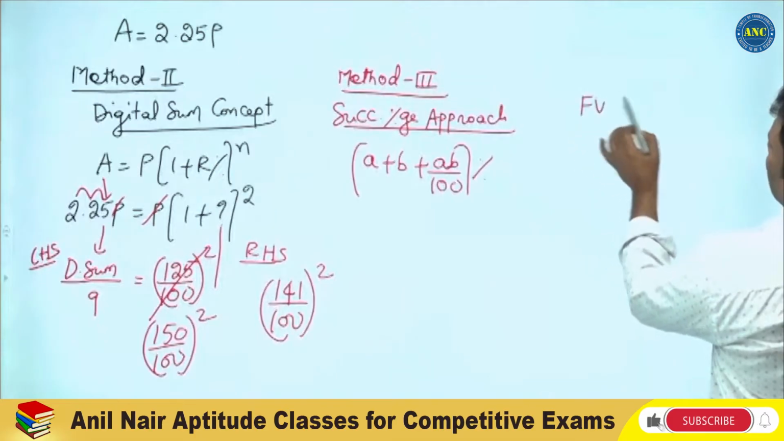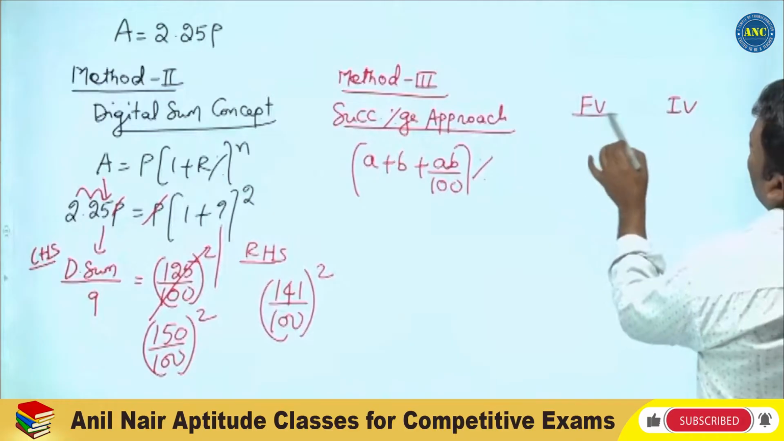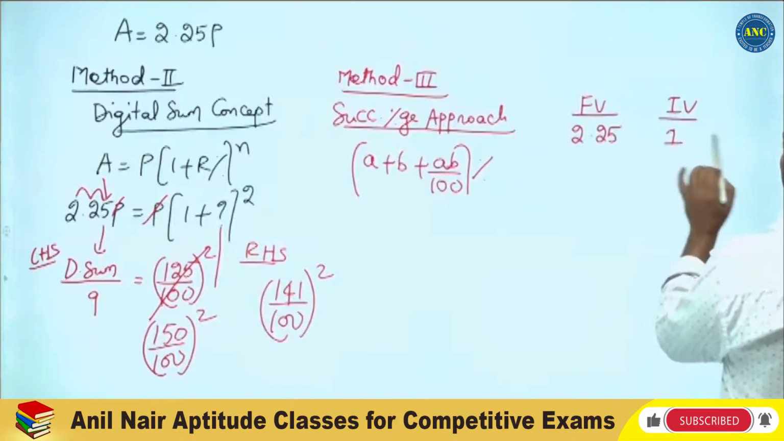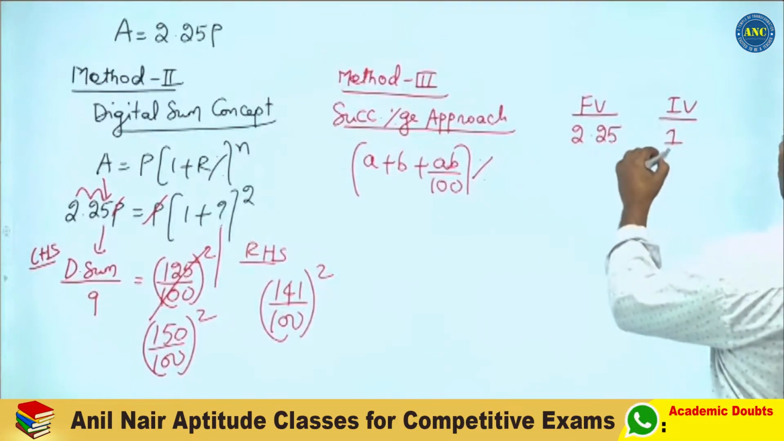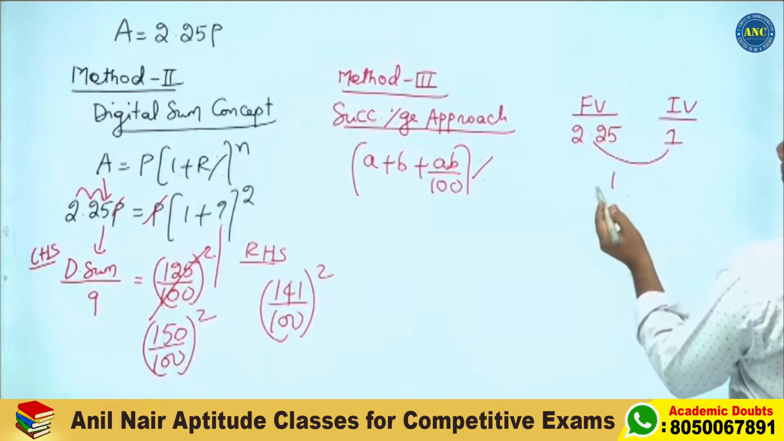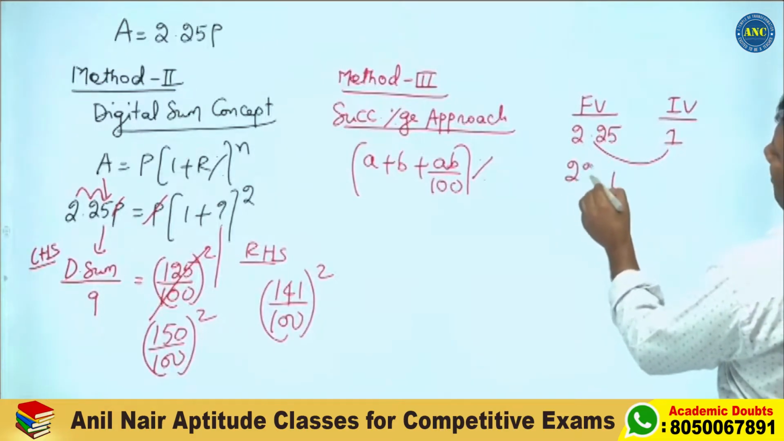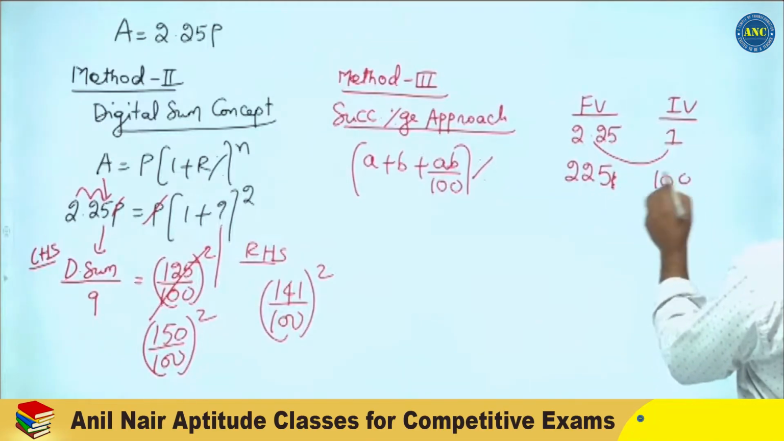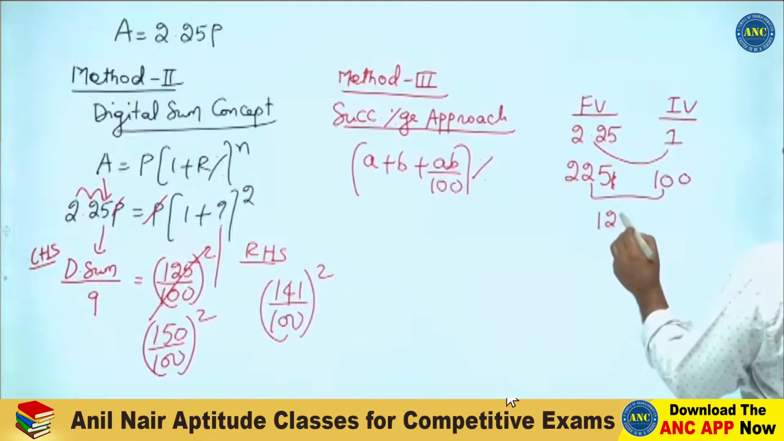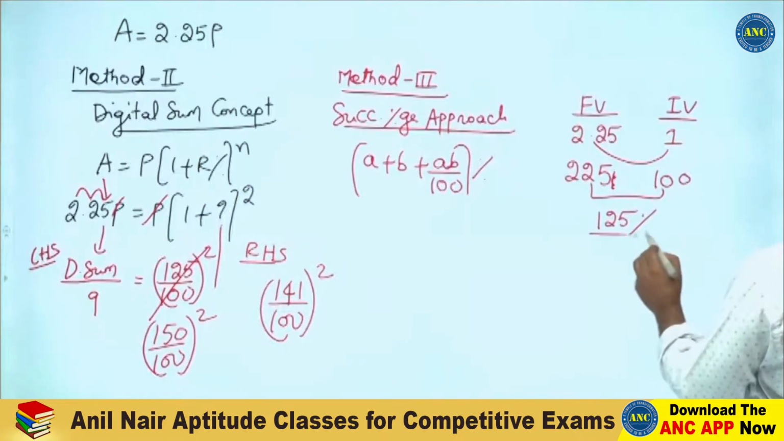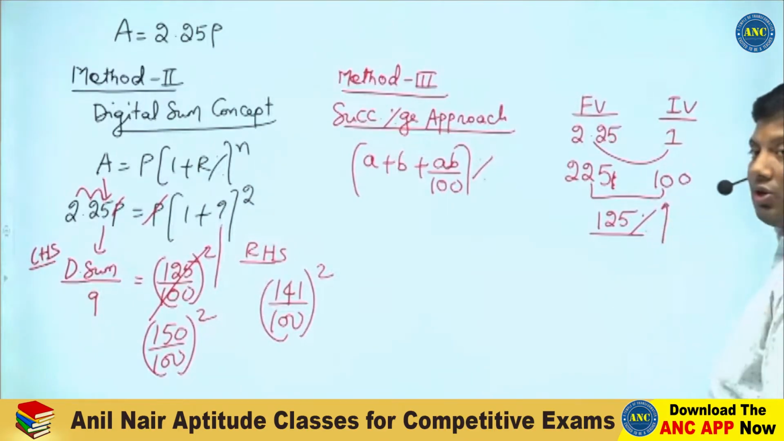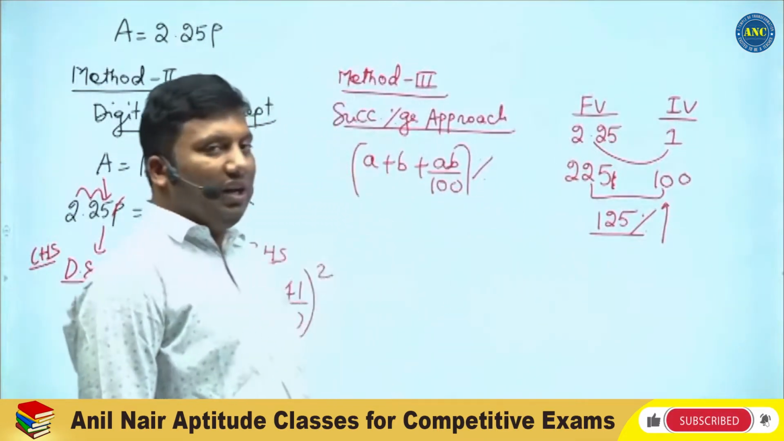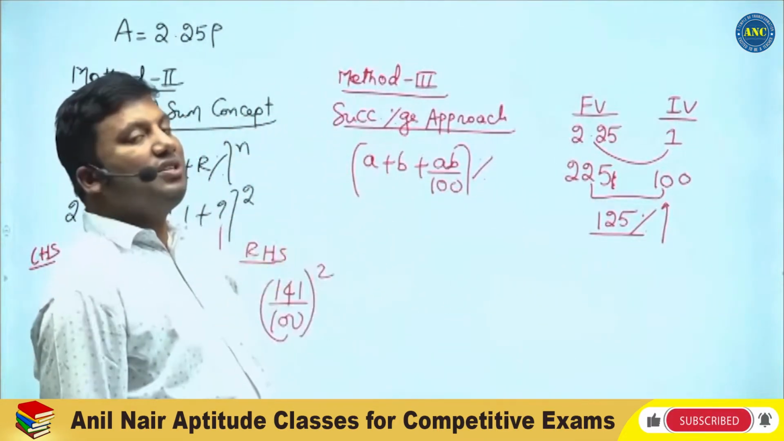The final value is the amount, 2.25. The initial value is the principal. 1 became 2.25. How much percentage is it growing? Suppose I multiply by 100, it is 225 and this is 100. How much is the growth? Growth is 125 percentage. On 100, 125 is growing. So it is 225, the overall percentage for 2 years.